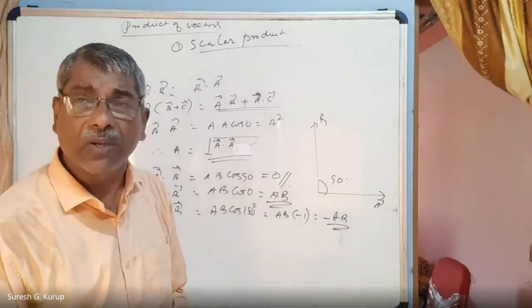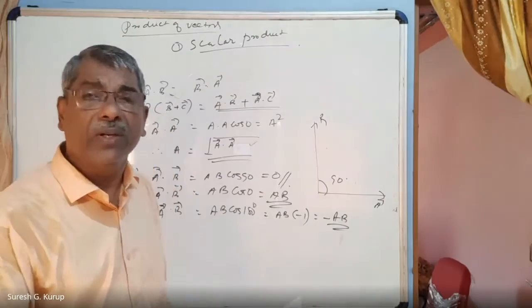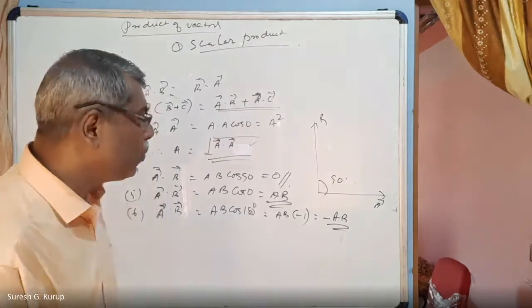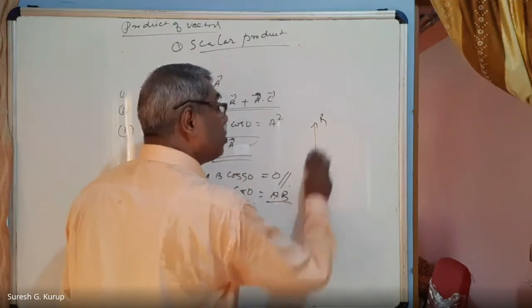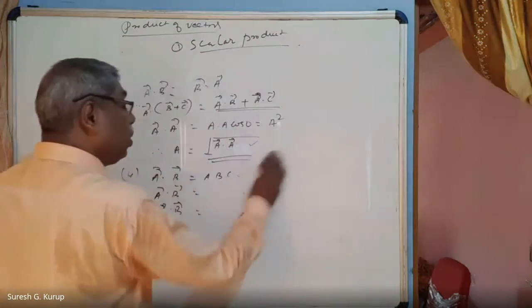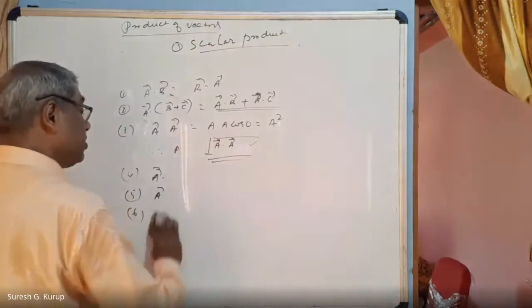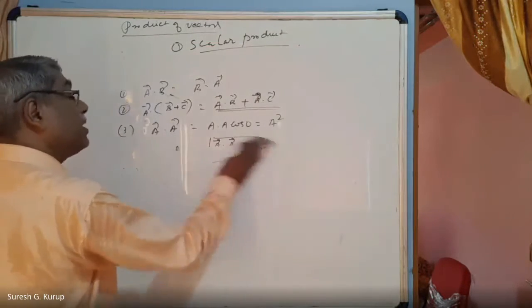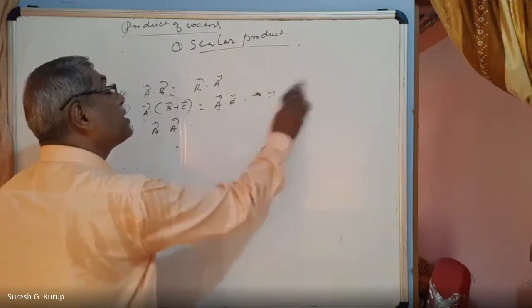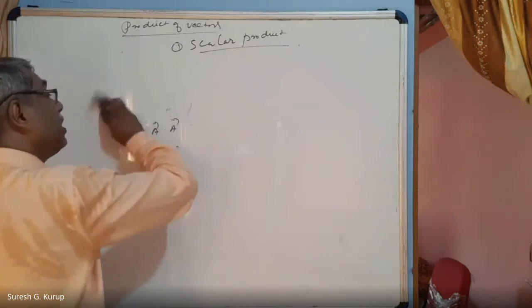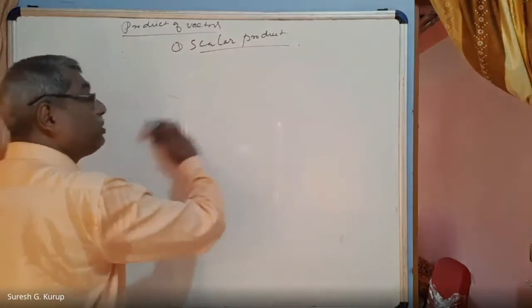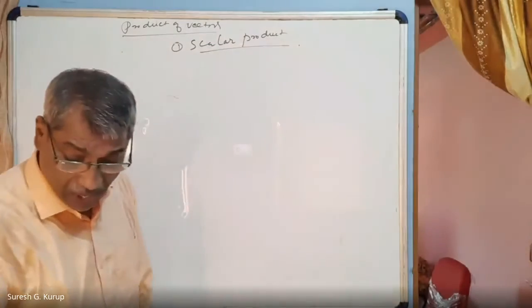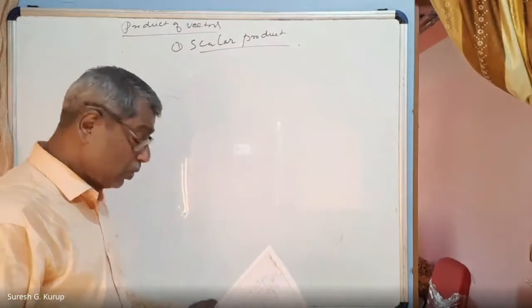Then the scalar product of orthogonal unit vectors. Unit vectors along the x-axis are denoted as i cap, along the y-axis as j cap, and along the z-axis as k cap, right? Now we will see the product of these unit vectors.